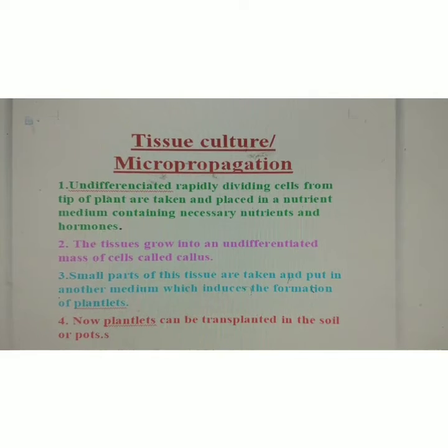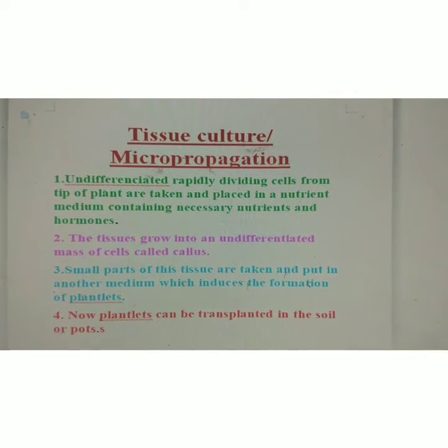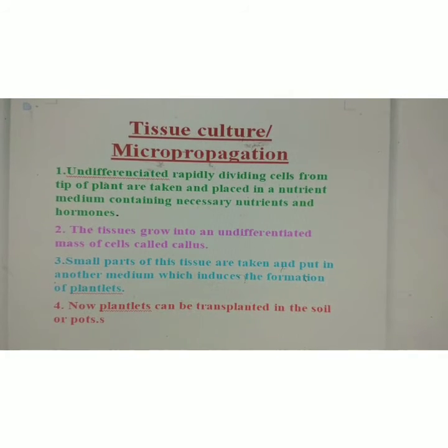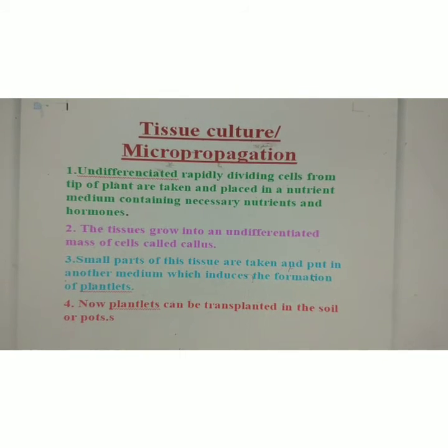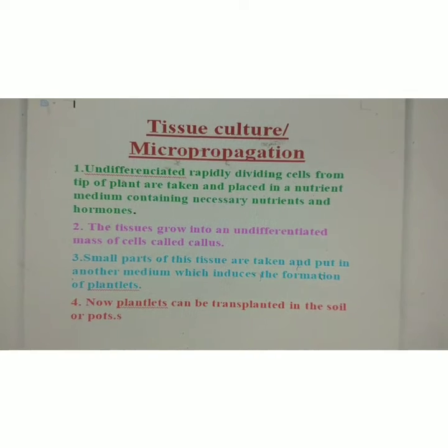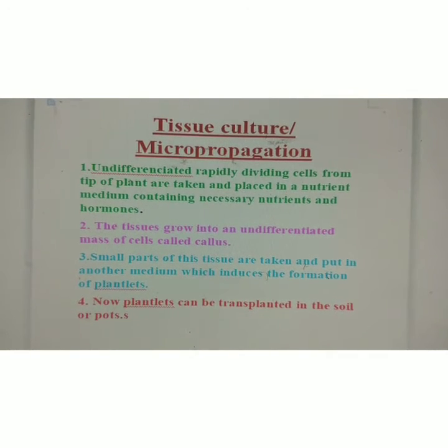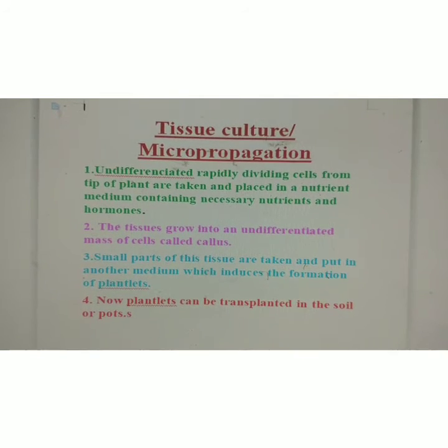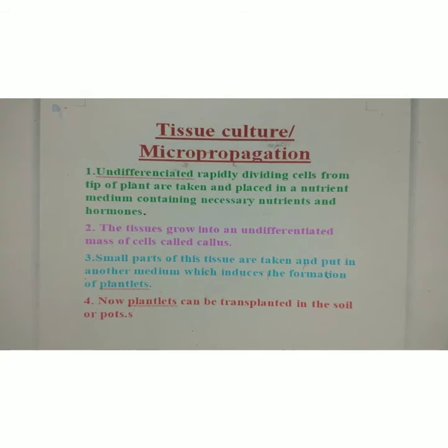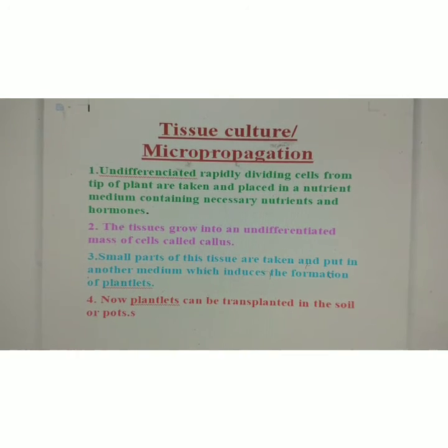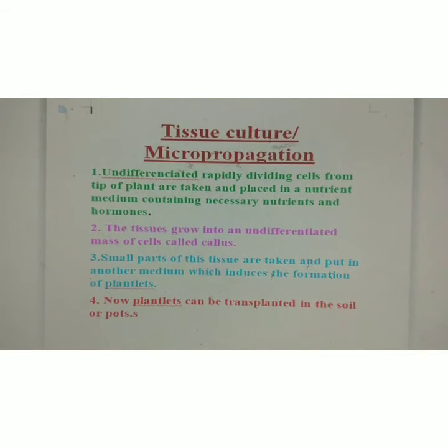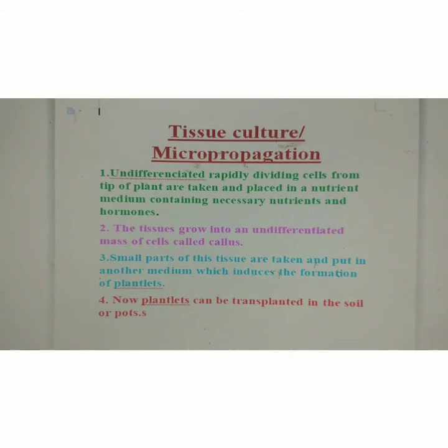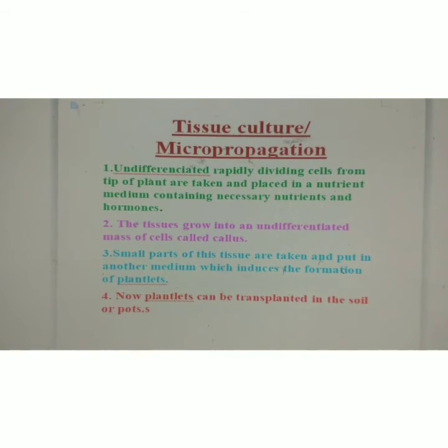Tissue culture. Undifferentiated, rapidly dividing cells from the tip of a plant are taken and placed in a nutrient medium containing necessary nutrients and hormones. The tissues grow into an undifferentiated mass of cells called callus. Small parts of this tissue are taken and put in another medium which induces the formation of plantlets. Now plantlets can be transplanted in the soil or pots.